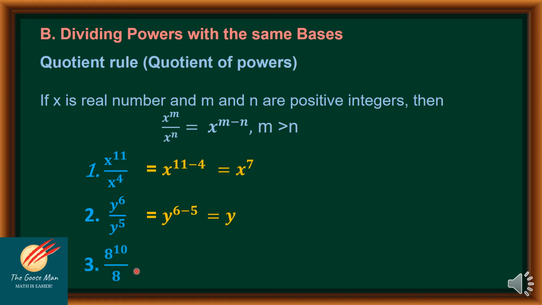Another example, if I have here 8 raised to 10 divided by 8 raised to the first power. Okay, so we have an invisible 1 here. So we can have here 8 raised to 10 minus 1 is equal to 8 raised to 9.